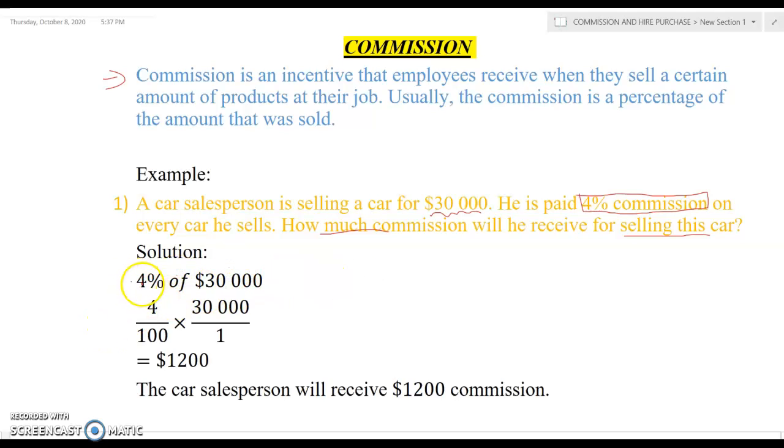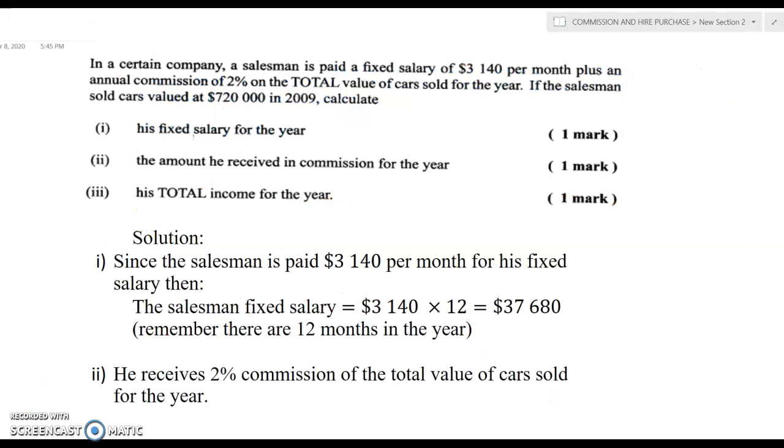So remember, 4% as a fraction is 4 over 100. And then we multiply, remember, "of" means multiply. We multiply by 30,000 over 1. You can cancel your zeros, cancel a zero, cancel another one, and another one. And you just multiply across. So we get 4 multiplied by 300, which gives me the 1,200 that we got there. So basically, the car salesperson will receive $1,200 in commission. Very simple to understand. So let's look at this next question that we have here.